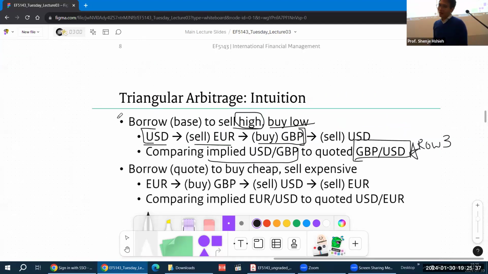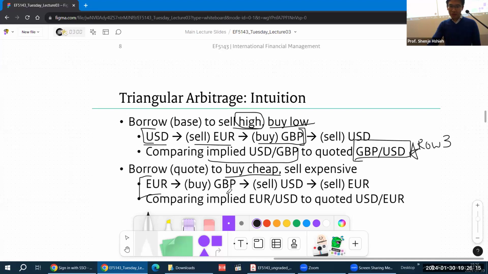All right, if you don't like borrowing the base, that's fine. You could borrow the quote. That's also okay, but the intuition is more or less the same idea. You borrow the quote and you try to use that currency in which it is the strongest against the base currency. So you want to buy something, the quote currency, as cheaply as possible, right? That's when the currency is stronger. So borrow the quote, you buy cheap, and you try to turn around and sell as high or expensive as possible, for what you bought.